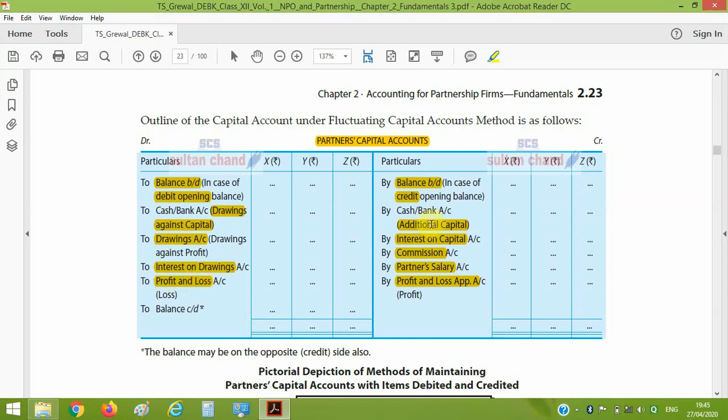per the P&L account. Whatever balance remains will be shown as balance carried down of each partner, and it will be shown on the liability side. If some partners have a balance on the credit side, then it will be shown on the asset side. This is the way we prepare partners' capital account under the fluctuating capital account method, in which each and every transaction is passed through the capital accounts of partners, due to which with each entry the account fluctuates. That's why we say it is a fluctuating account method.